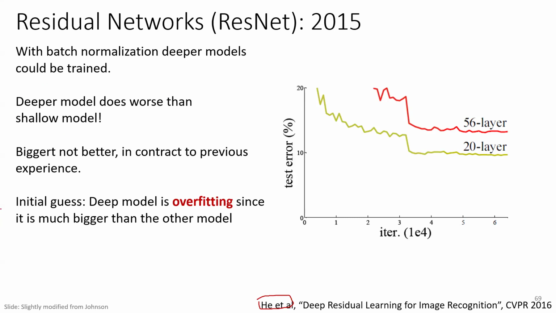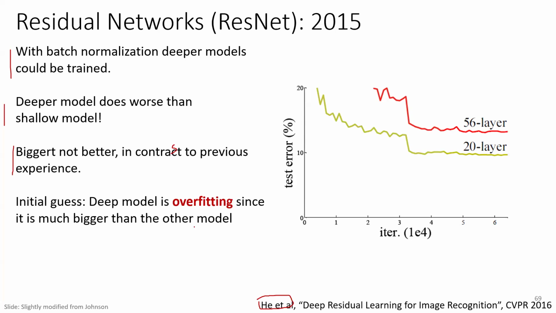Residual networks. With batch normalization, deeper models could be trained. Deeper models do work. But they realized that a deeper model does worse than a shallow model. Bigger is not better, in contrast to previous experience. Initial guess: the deeper model is overfitting since it is much bigger. A deeper model has so many parameters, so what they thought was it is overfitting.